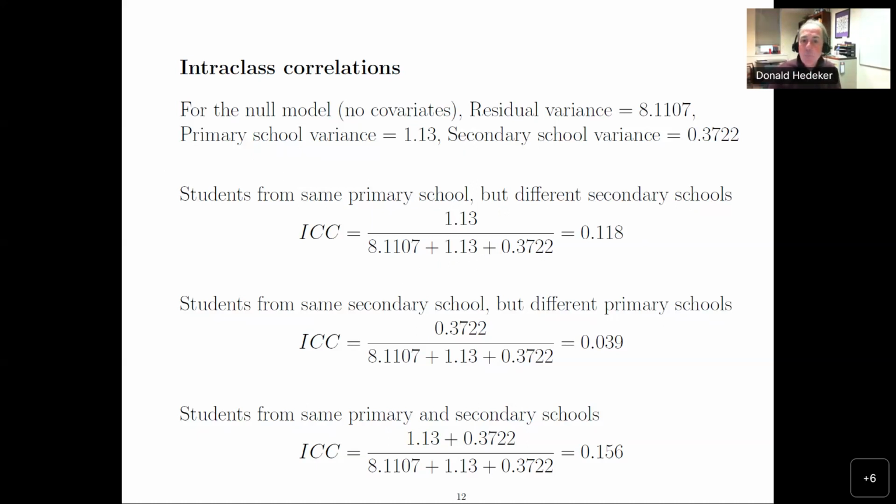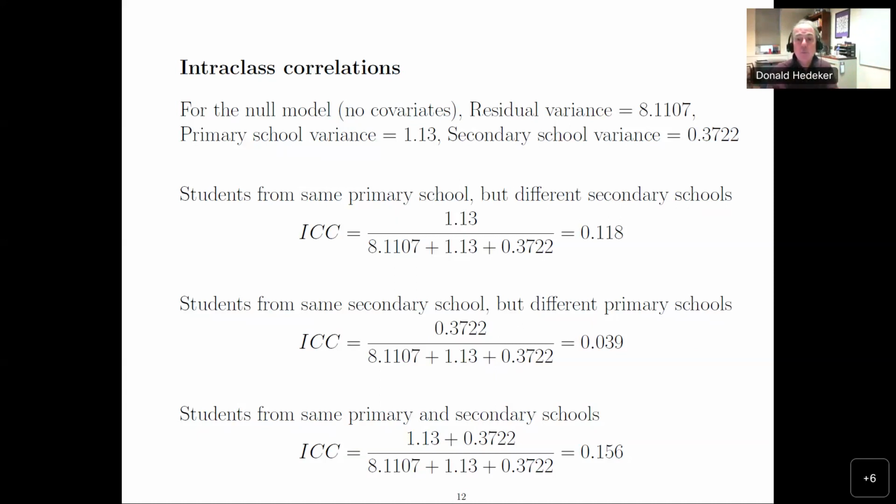So students from the same primary school are correlated a fair amount. Now, what about secondary school? For students who are from the same secondary school but different primary schools, the numerator would have the secondary school variance. We do the calculation, and we find about 4% of the variance is at the secondary school level itself. Okay? Now, there are some students who went to the same primary and secondary schools here. For those, the ICC would put both of the school variances in the numerator, and we get an ICC in this null model of about 16%. Okay, so you can see that the amount of variability attributable to both of these schools is rather considerable here in this null model.